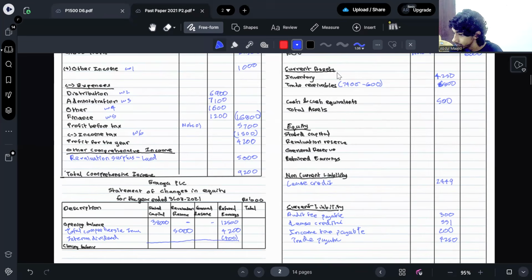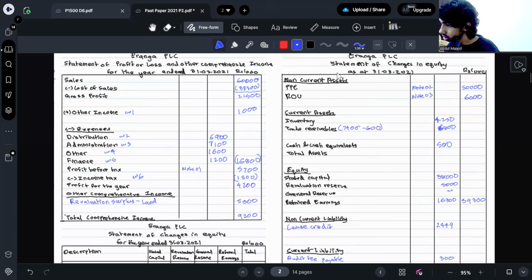Stated capital will be 38,000, revaluation reserve 5,000, and retained earnings 16,300. 16,300 plus 5,000 plus 38,000, that is 59,300 total equity. Okay. Now stated capital 38,000, you can record in SOFP 38,000. Revaluation reserve 5,000, there was no general reserve, and retained earnings 16,300,000. Total equity 59,300. Okay.